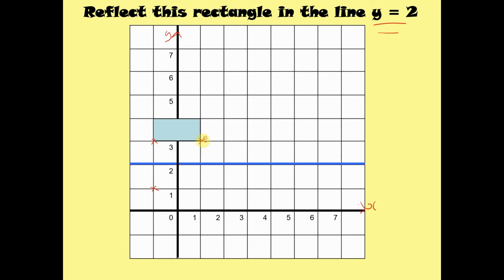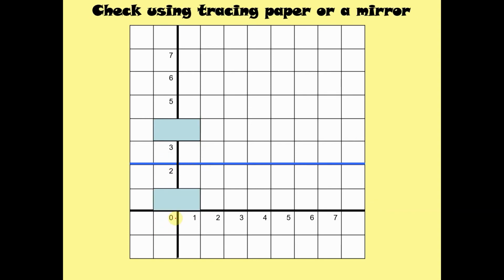This point here is 1 box away, so again 1 box away. This point is 2 boxes away from the line of reflection. So 2 boxes away from the line of reflection is here. And this point, 2 boxes again, and that is the rectangle. That is the rectangle.